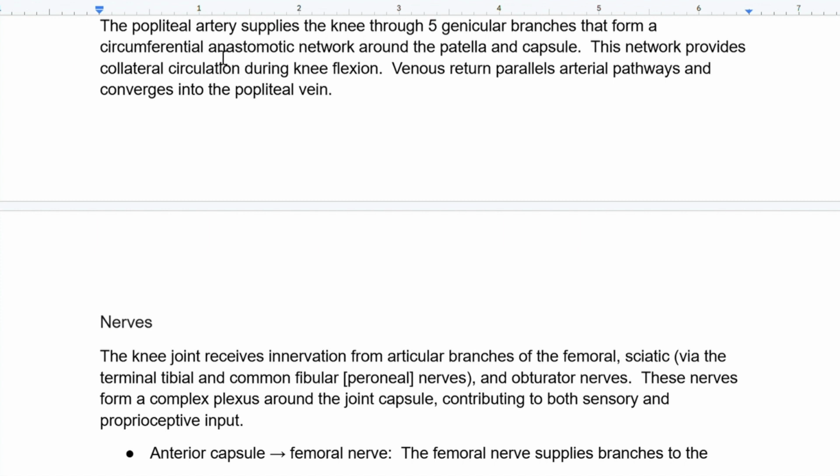Okay, anastomotic. Is that right? Anastomotic? I think it is. Circumferential anastomotic. Like anastomoses, like, they're connected, right?